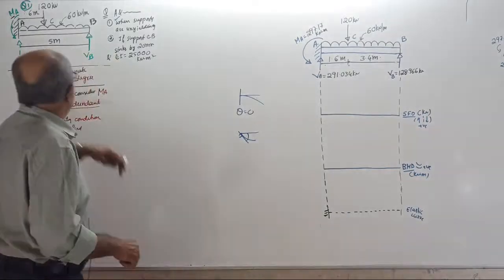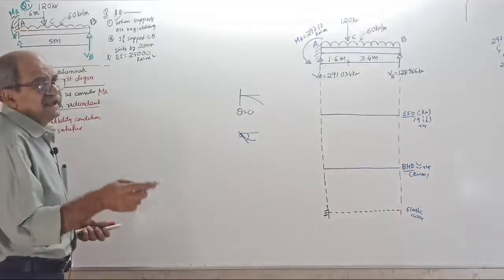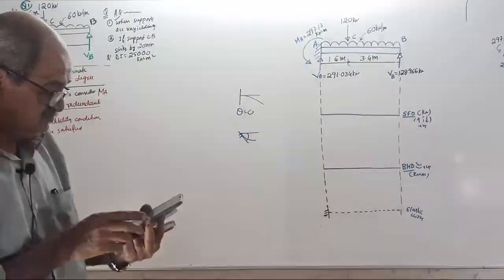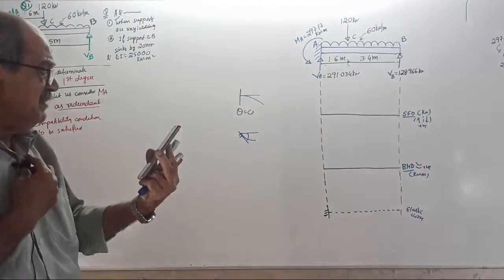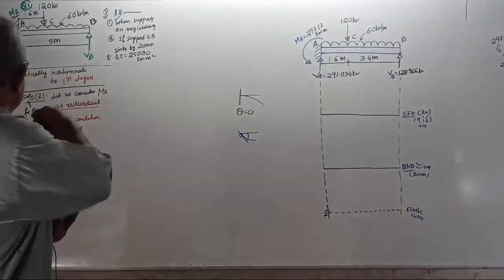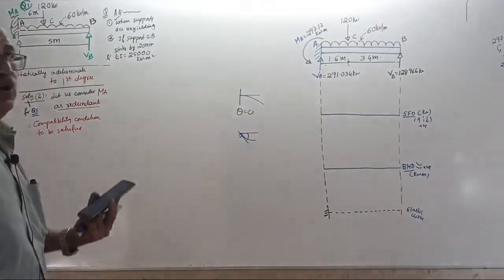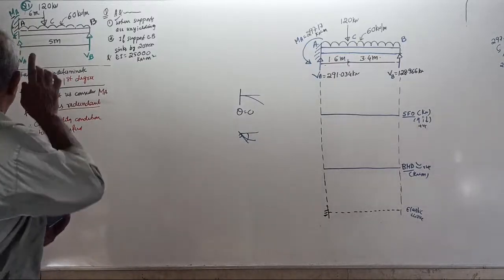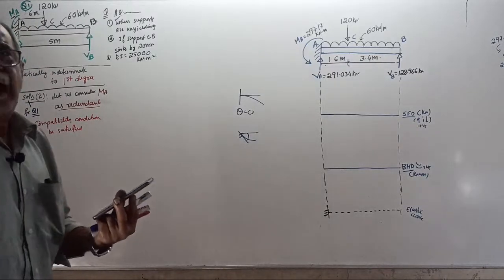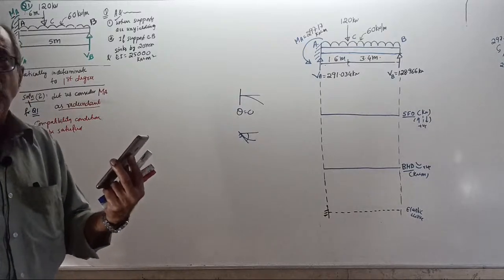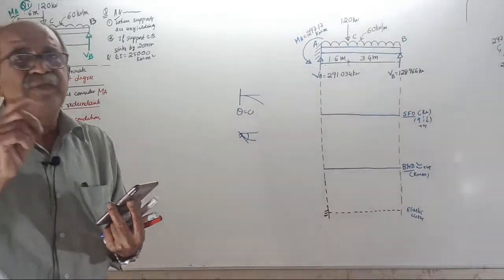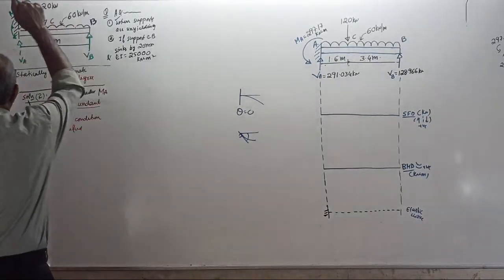But actually, A is fixed. Tell the answer. What is the compatibility condition to be satisfied for this solution? When I remove MA, I can remove MA, but what should I do? If I remove MA, I have to ensure that the original condition is maintained.